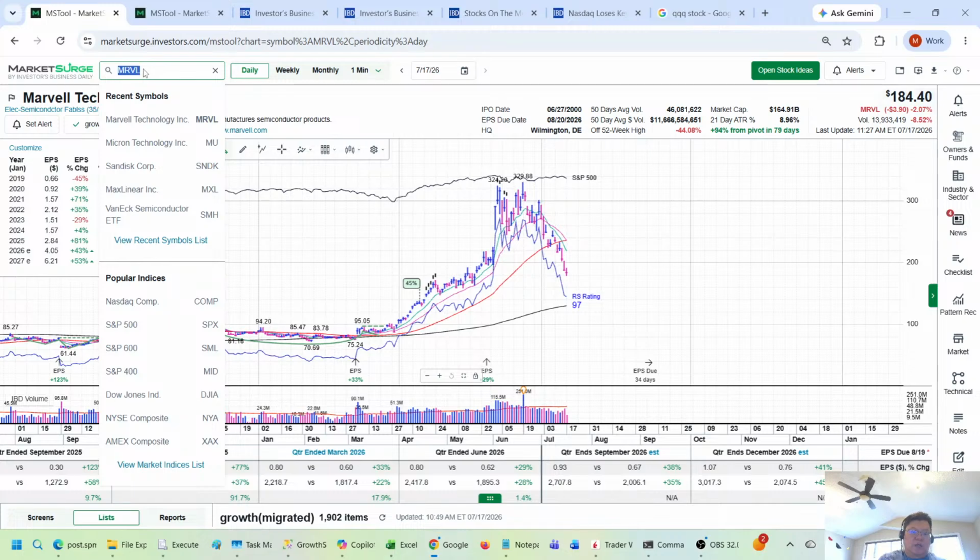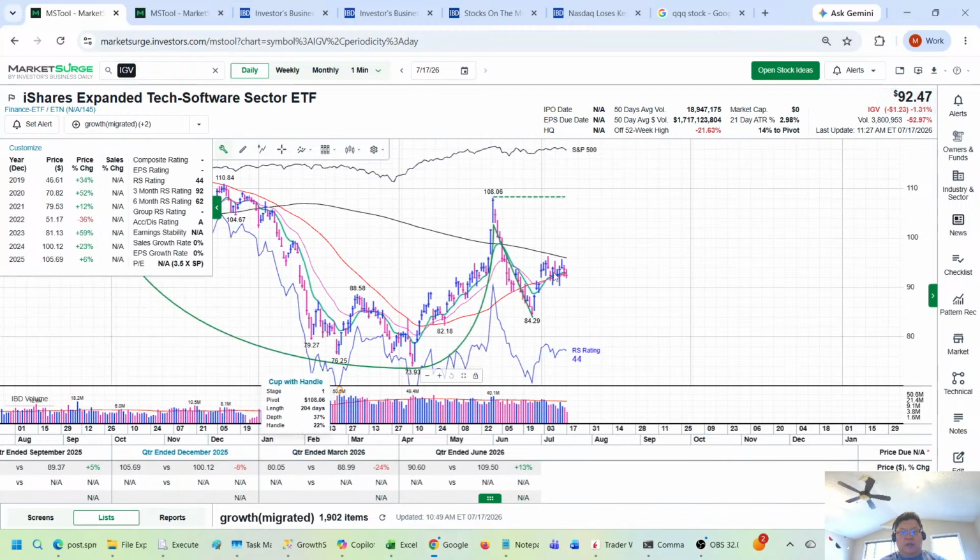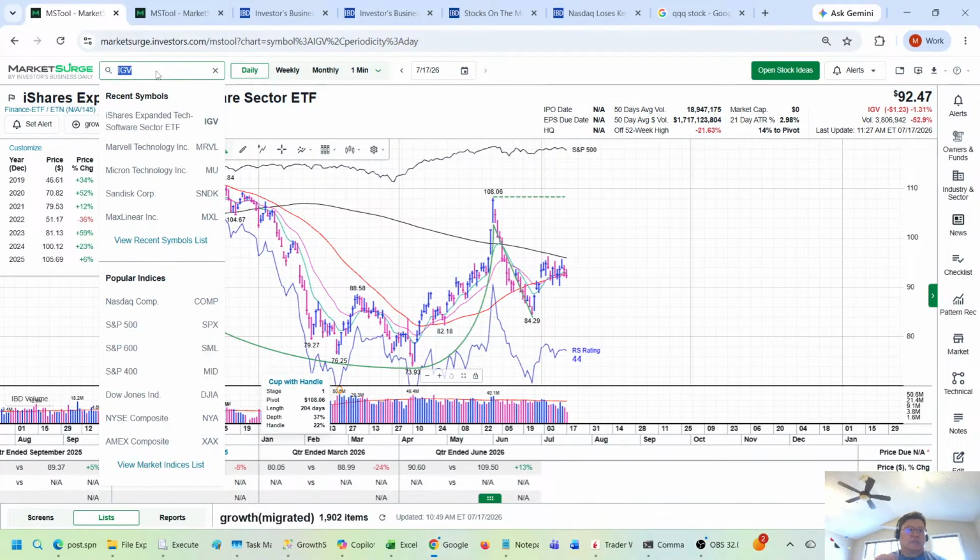So that's that. And then let's look at IGV. It's been very turbulent, right? This is one area I feel like could be the leader once all this mess is over. You can see we bounced off the lows and it's just going back and forth, and now it's going back again to the short-term moving average. So that is another area to watch.